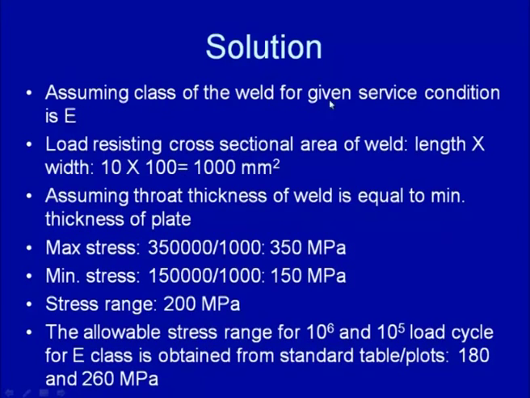Assuming the class of the weld for a given service condition is E, the load resisting cross sectional area of the weld is the length of the weld multiplied by the thickness of the plate, that is, the thickness of the plate corresponding to the throat thickness of the weld basically. So, 10 multiplied by 100 gives us 1000 mm square, and assuming the throat thickness of the weld is equal to the minimum thickness of the plate.